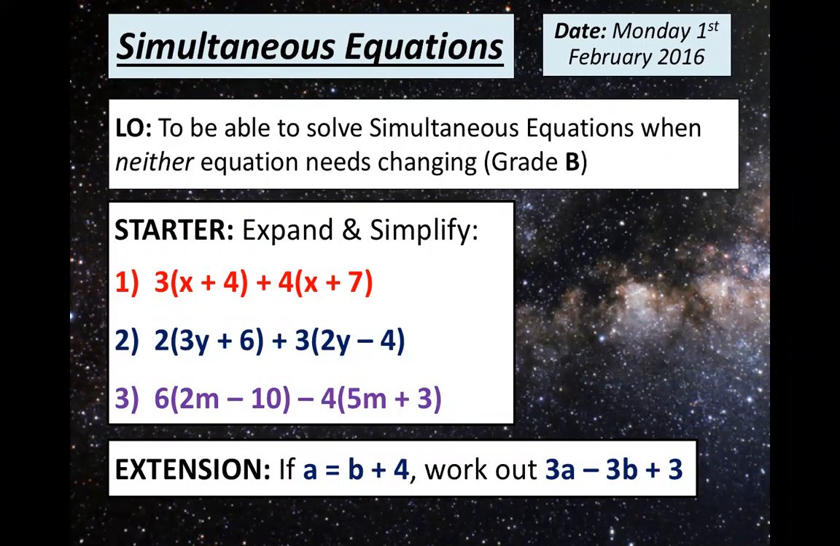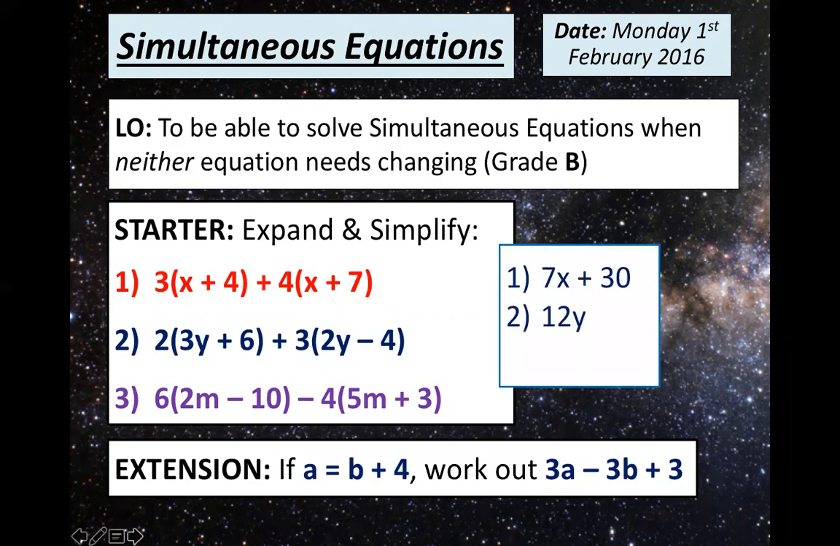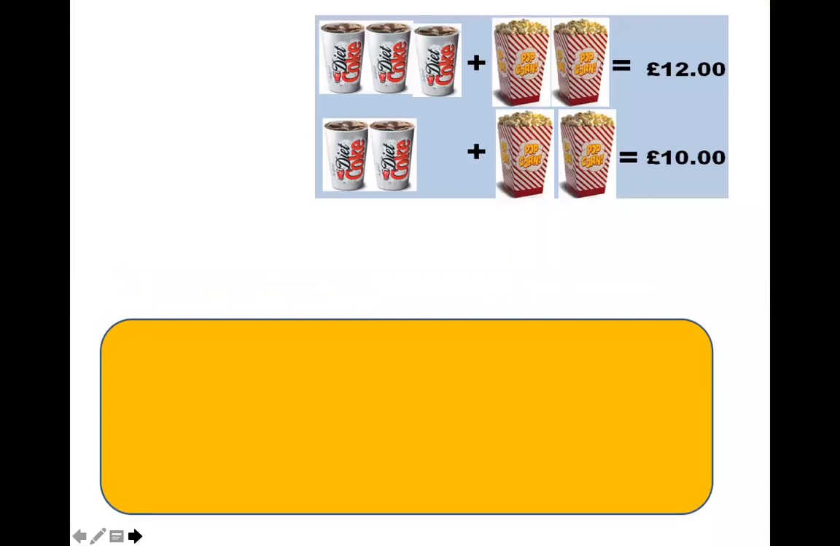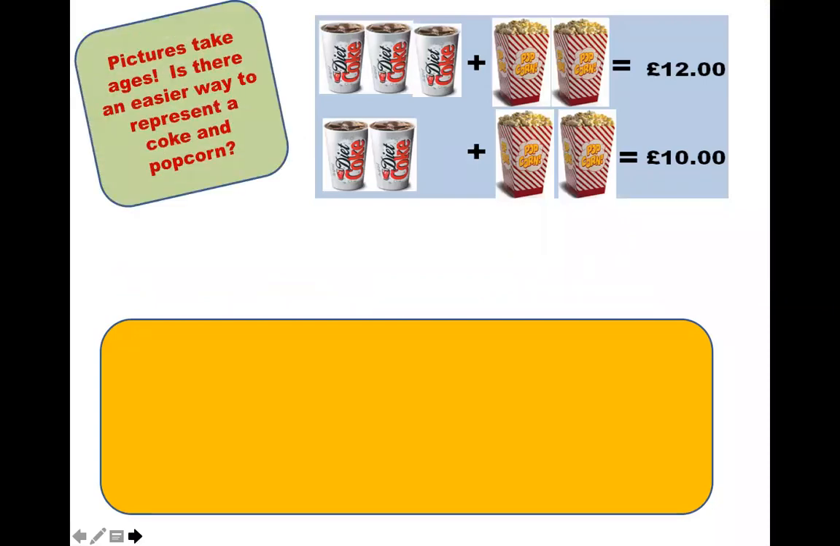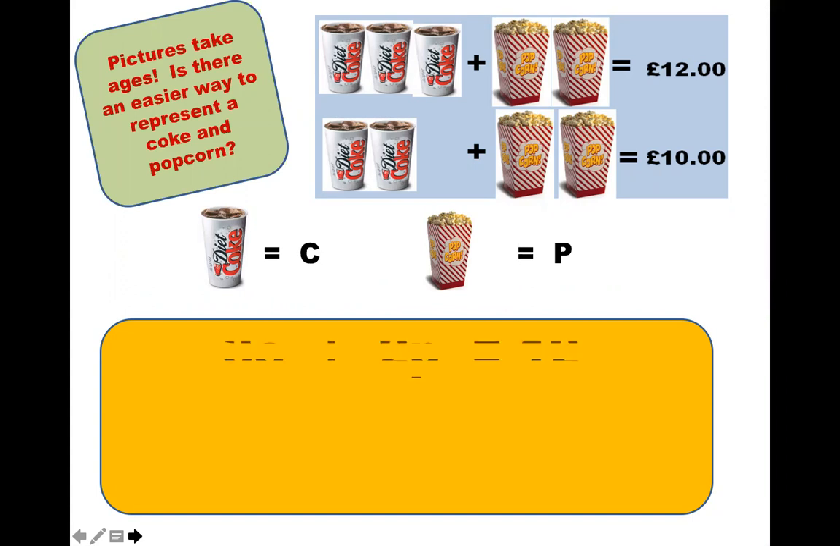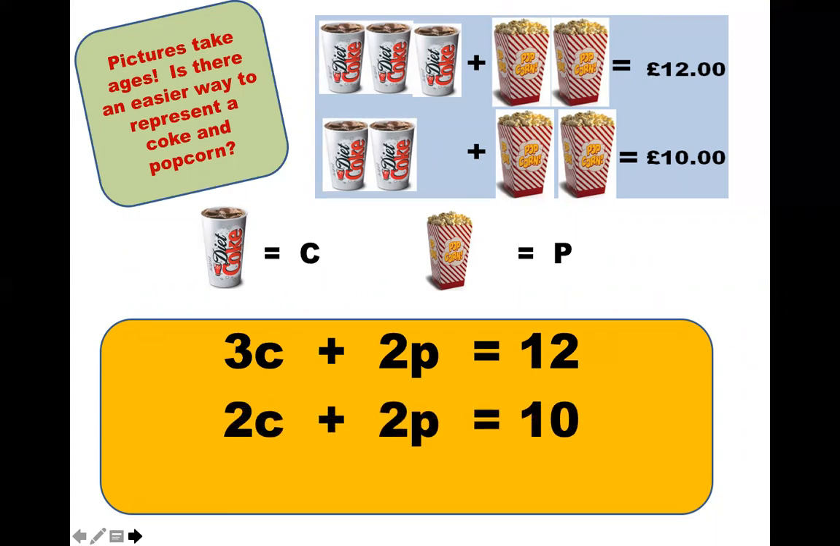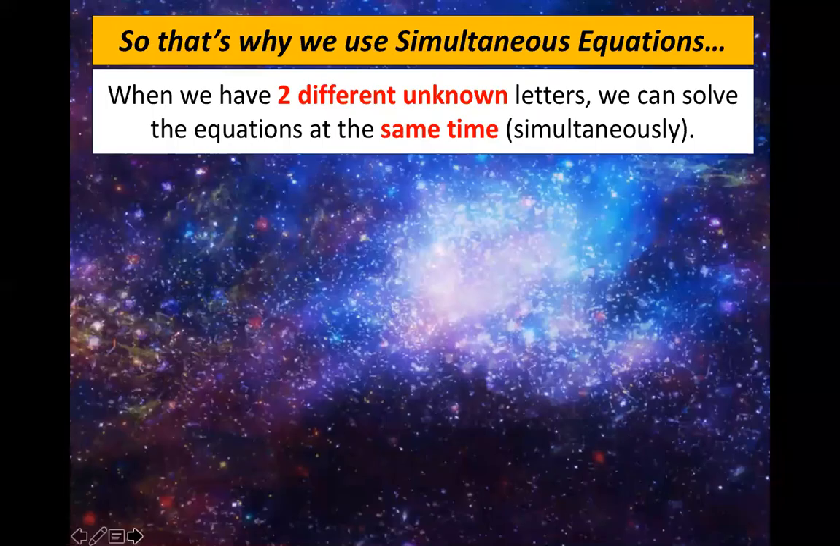Okay, so let's say I have a situation. Coke is C, popcorn is P. There are 3 Cokes and 2 popcorns, and they are $12. And then 2 Cokes and 2 popcorns is $10. So we want to find how much is 1 Coke and 1 popcorn. Those are the types of questions.